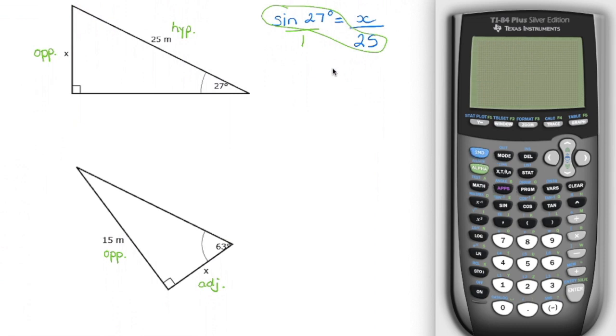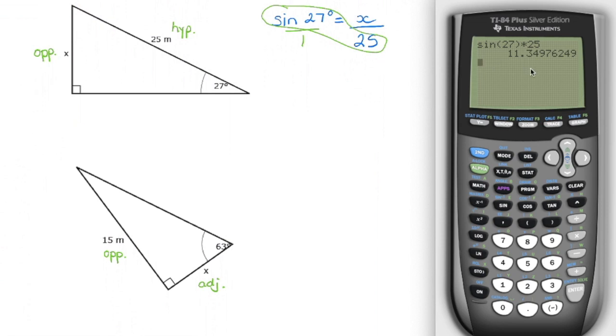All right, so when I go to put this in, I'm going to start with the sine, and you'll notice that bracket pops up. We're going to type in our 27-degree angle, and we have to remember to close the bracket, and then we're going to multiply by 25. Now, I would then divide by 1, but dividing by 1 doesn't change my value.